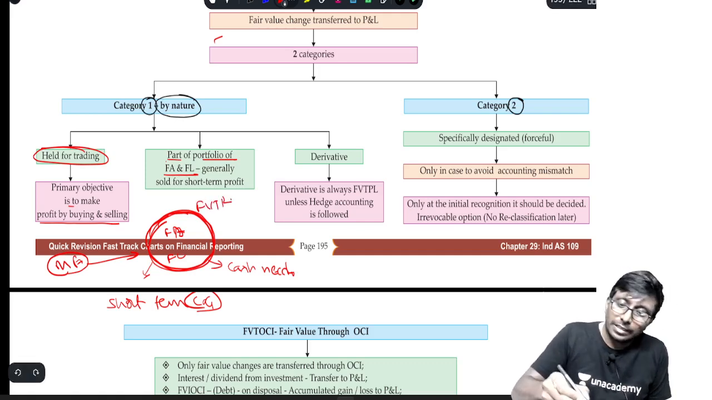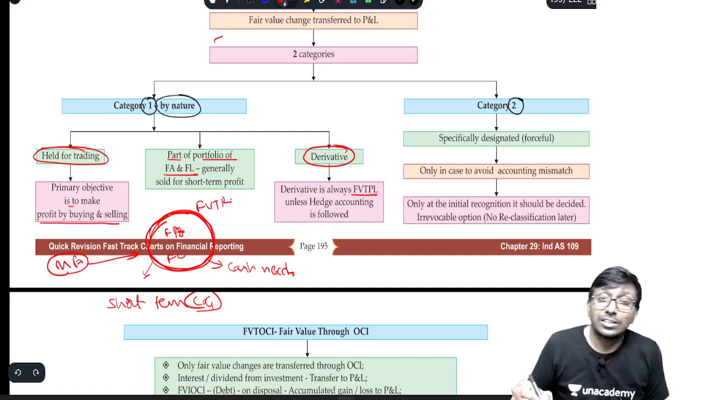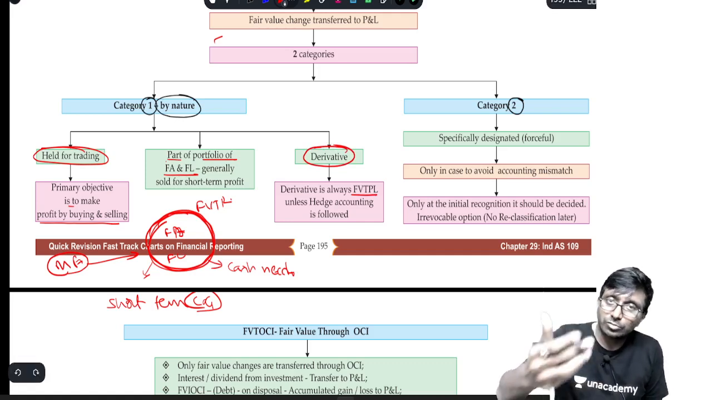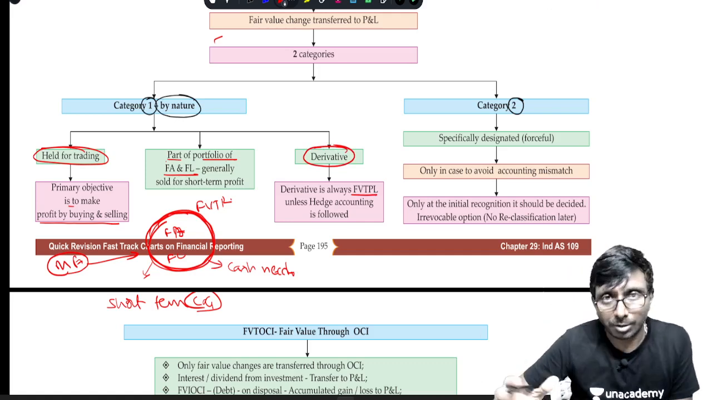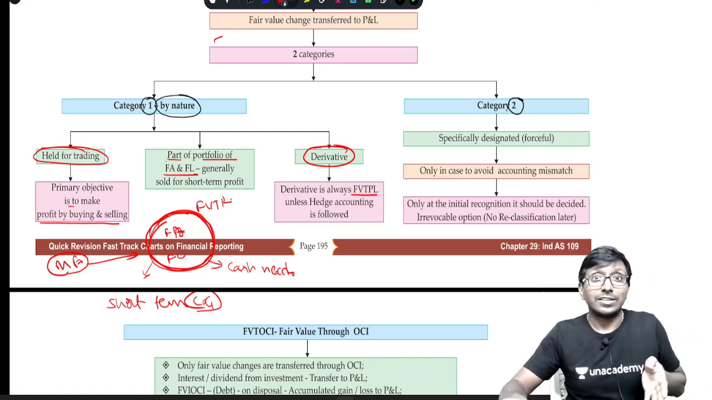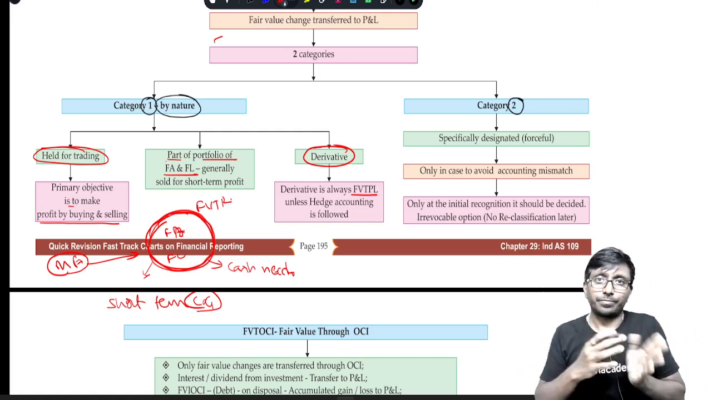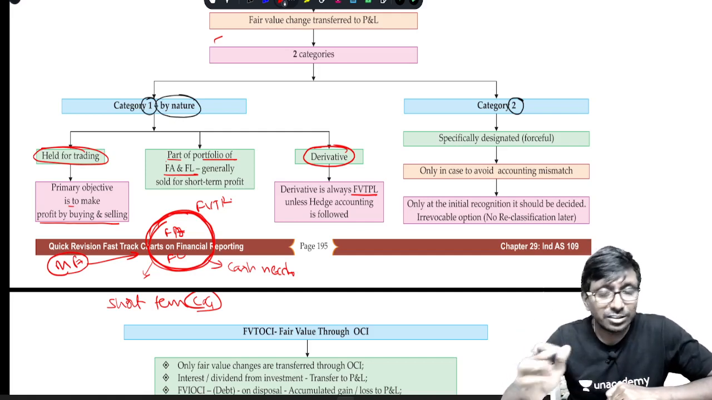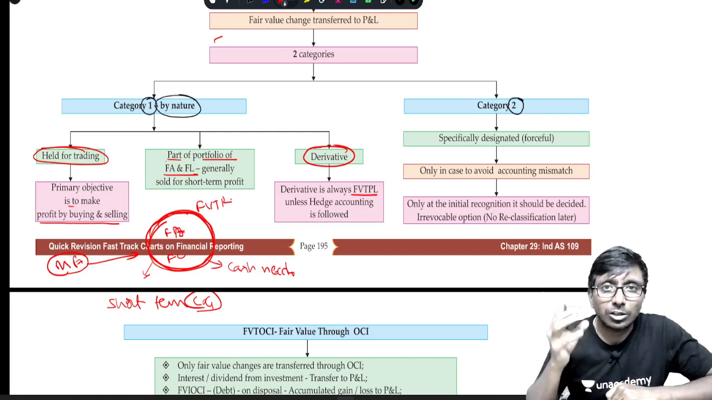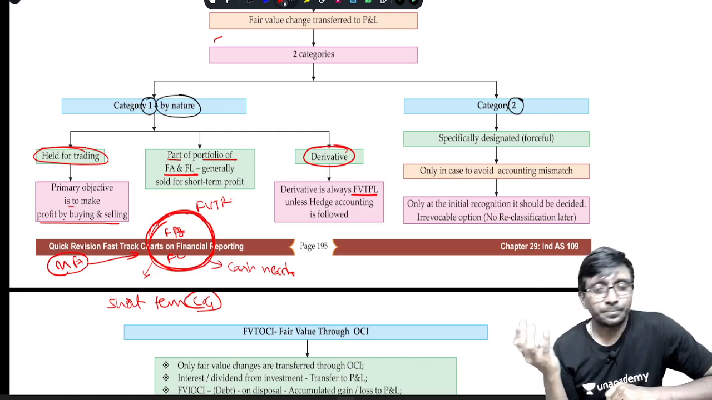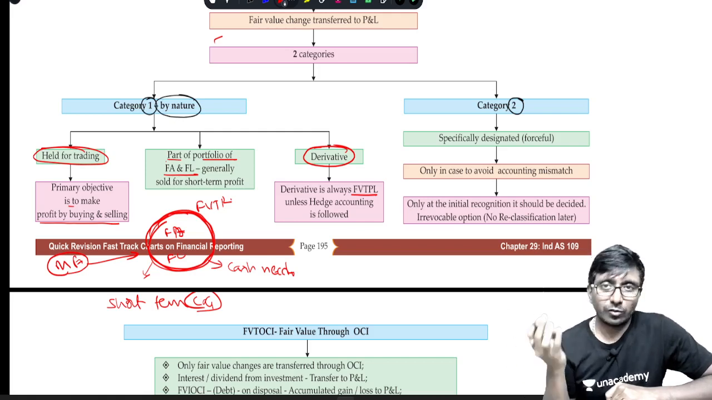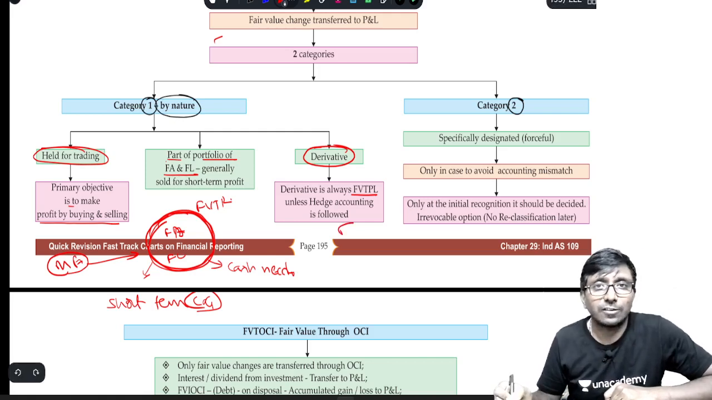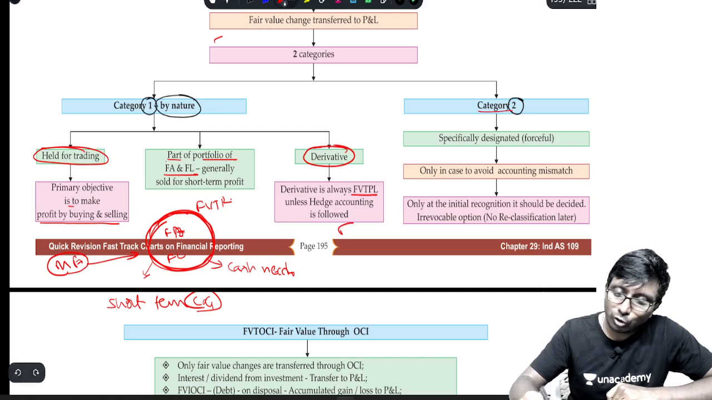A derivative is always FVTPL unless you follow hedge accounting for the derivative. We will discuss this in the next class, when I discuss the classification of financial assets. A derivative does not satisfy the SPPI test, and there is no contractual cash flow. When there is no contractual cash flow and no SPPI test, automatically FVTPL is the result. Got it? Next, category 2.